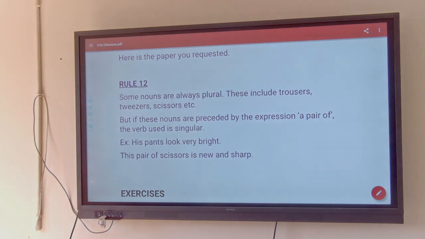But we consider that as a singular identity. We do not consider that as a plural identity. So "his pants look very bright." Pants are considered one single identity. And "this pair of scissors is" is again considered one single identity, which is is.